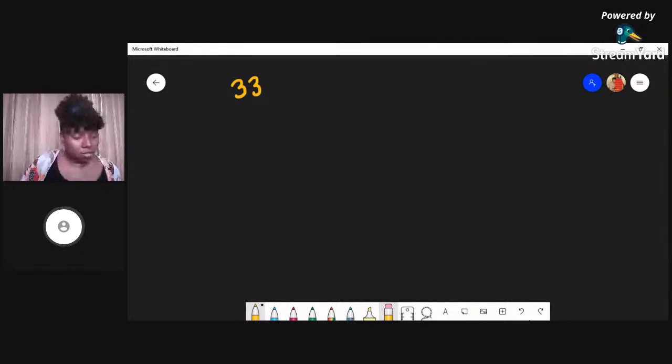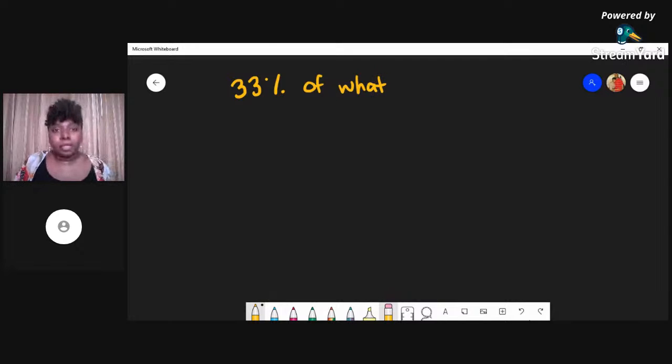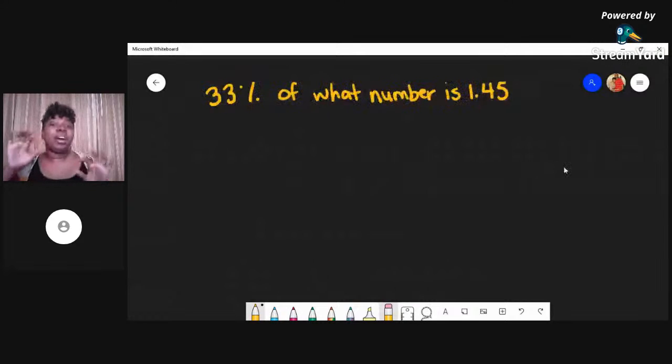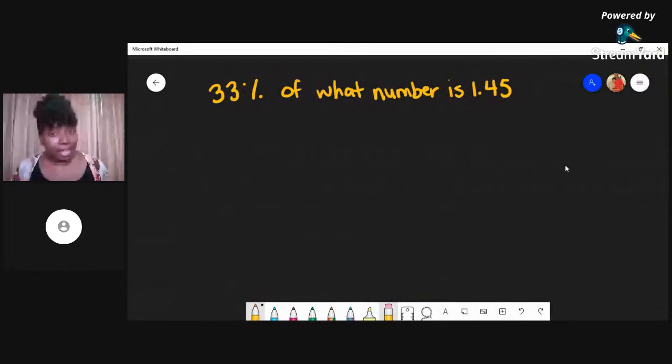33% of what number is 1.45? Okay. Now, your T chart. Teachers teach this very differently. I'm already thinking of 3 different ways to show you this. So the T chart, I'm going to assume, is that part over whole equals percent over 100?